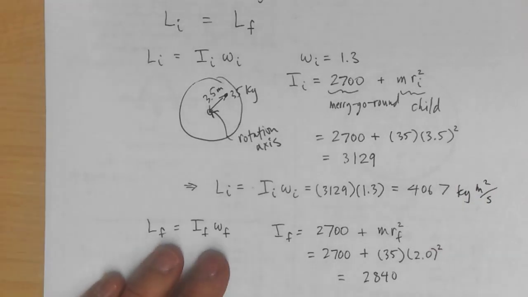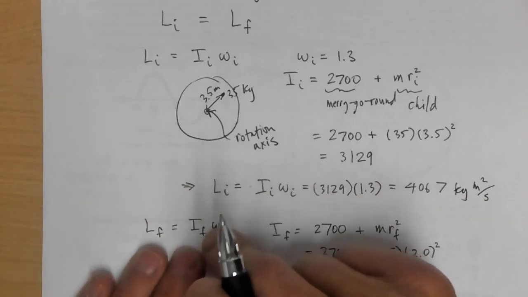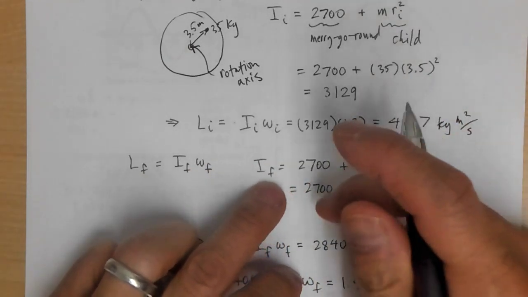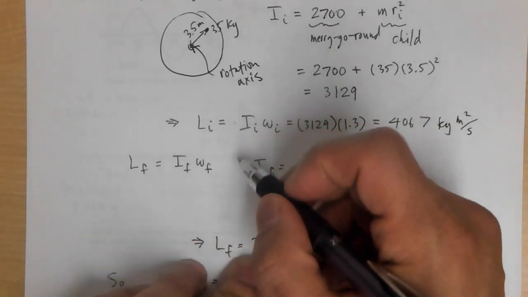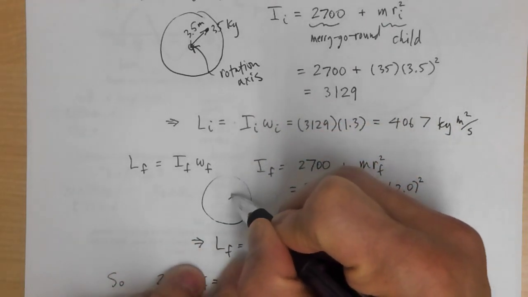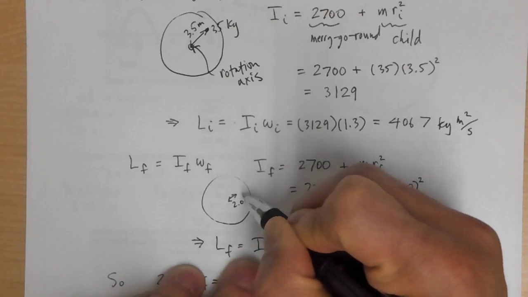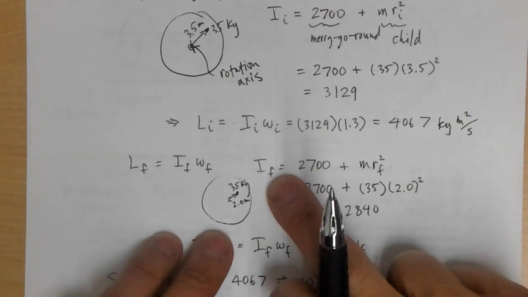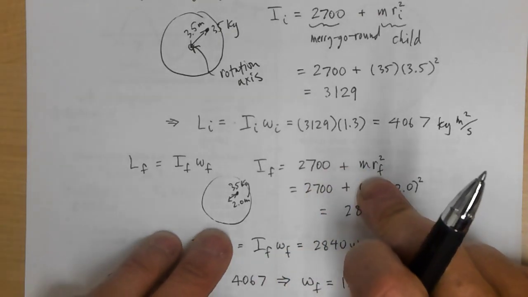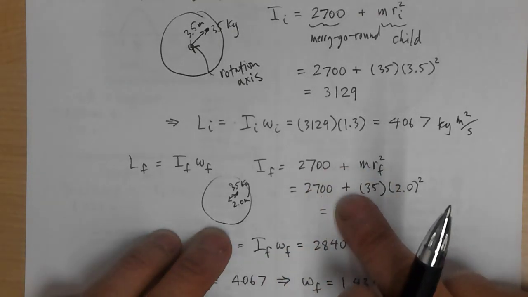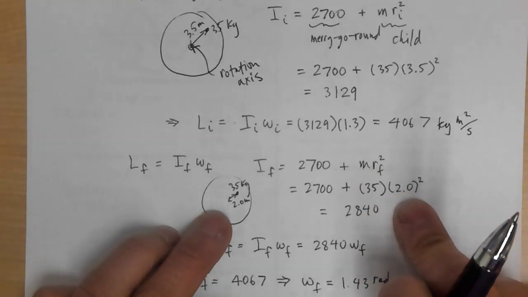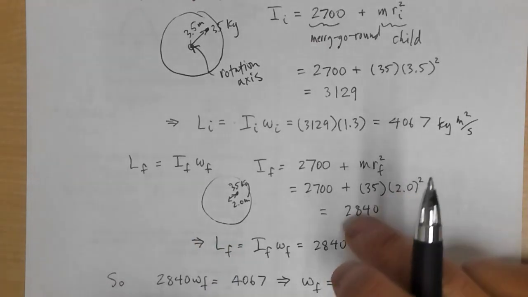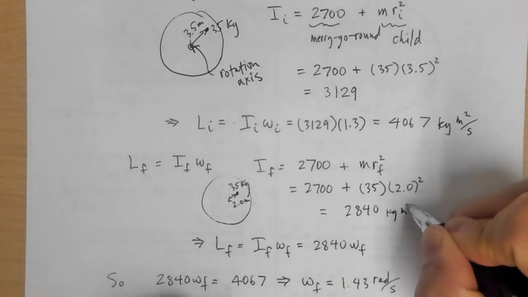Now for the final angular momentum, that's the final moment of inertia times the final angular speed. For the final moment of inertia, the child has now moved to a distance of 2.0 meters. It still has a mass of 35 kilograms. So the total moment of inertia of the merry-go-round plus the child is 2,700 plus m r squared for the final r. So we have 35 times 2.0 squared. That comes out to 2,840 kilogram meters squared.